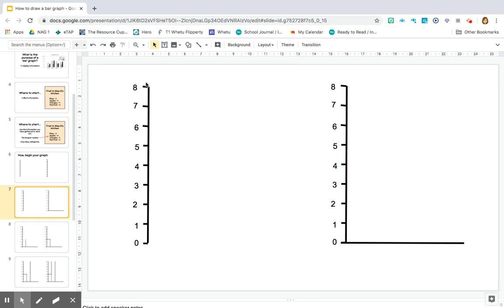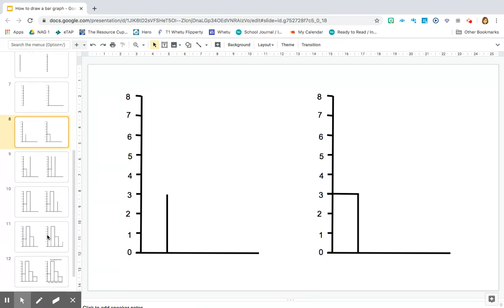The next step is to draw the bottom line, and this is where the categories are going to go. Now, I have measured out my line, so I know that I can fit all 4 different types of fruit on the bottom there. Now it's time to start doing that.